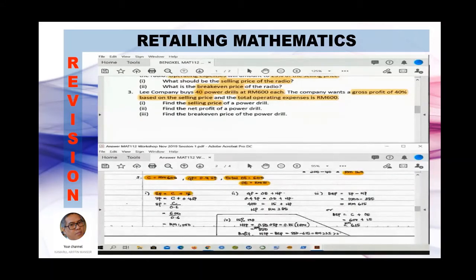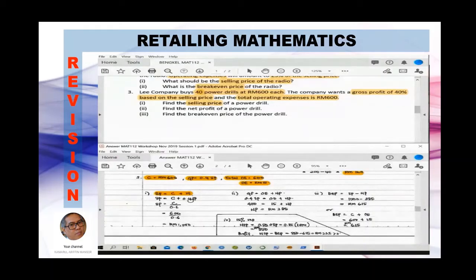Okay, SP = C + M ataupun SP = C + GP sama je. So remember GP dengan M adalah benda yang sama. So the general form of the formula SP = C + M. So what you need to do is just simply substitute the M with 0.4 SP. Okay, M ni sama juga dengan GP kan. So GP 0.4 SP, maka M pun adalah 0.4 SP.